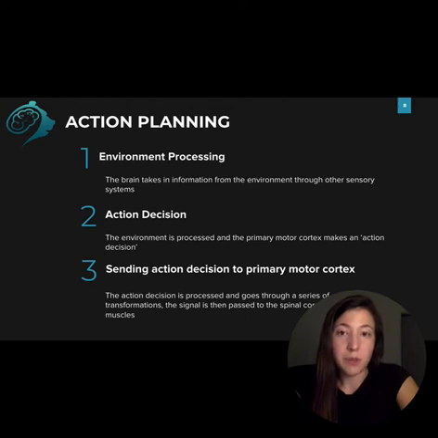So basically we are in an environment and we think of a movement, and that thought is coming from the premotor cortex, right? We're interpreting the environment and making a decision. And then that decision is conveyed to the primary motor cortex, which causes the movement.